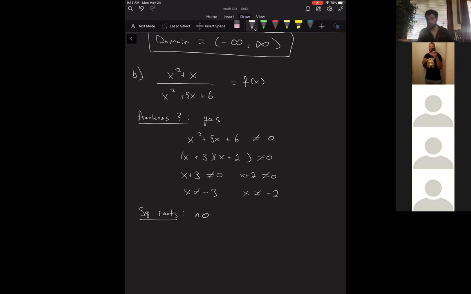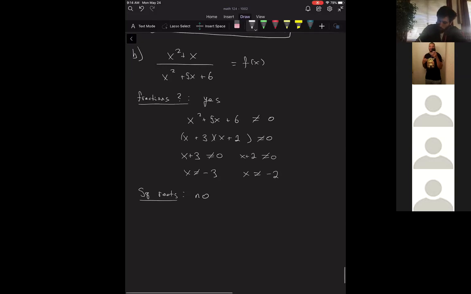But that's the only time we had a problem. So let's think about this. The only time we can have problems is with fractions and square roots. There are no square roots in this problem, so we can't have a problem there, but we do have a fraction, and the only time we have a problem with a fraction is if the bottom is 0. The bottom of this fraction is only 0 when x is minus 3 and x is minus 2. So the only numbers we're not allowed to plug into this function are minus 3 and minus 2.